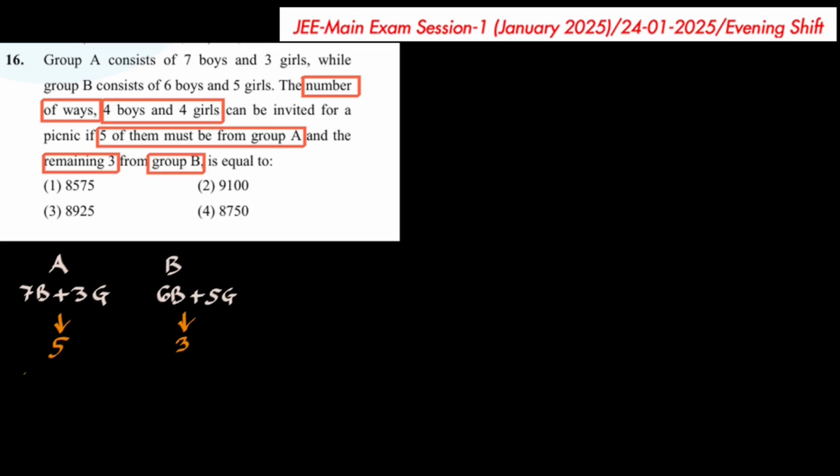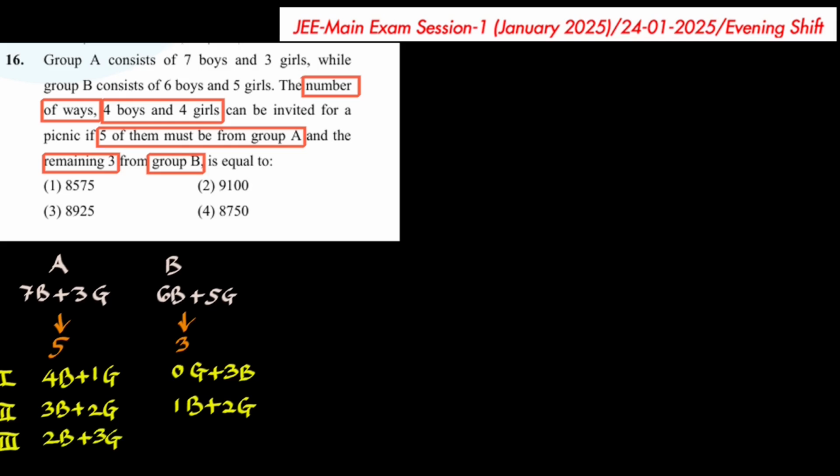We will start from maximum to minimum. So in case 1, we take 4 boys and 1 girl from Group A and 0 girls and 3 boys from Group B, making it 8 in total. In case 2, we will take 3 boys and 2 girls from Group A, 1 boy and 2 girls from Group B, making it 8. In the third case, we will take 2 boys and 3 girls from Group A and 2 boys and 1 girl from Group B. In case 4, we would have to take 4 girls, but there are only 3 girls available in Group A, so we cannot consider the fourth case.